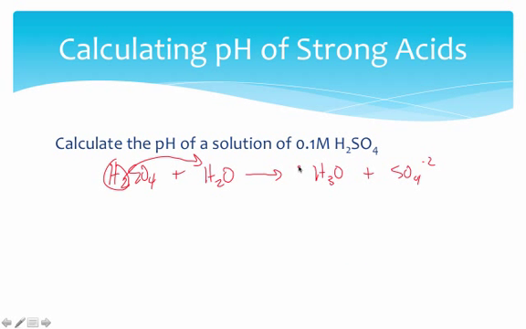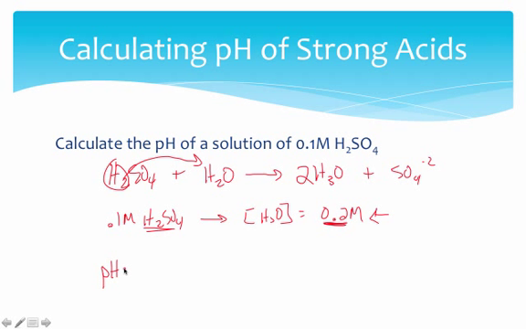The thing that makes this problem different is that when we balance, we get 2 hydronium ions for every 1 sulfuric acid we start with. That means that our 0.1 molar H2SO4 solution really has a hydronium ion concentration of 0.2 molar. Because we get twice as many hydronium ions for every one of these, we get twice the concentration of hydronium that we did of H2SO4. Again, once we've identified this value, it's simply a matter of plugging it into our pH equation. The pH of this solution is equal to the negative log of the number 0.2.